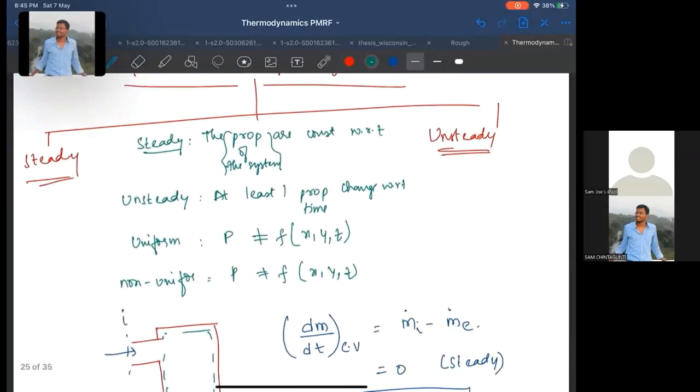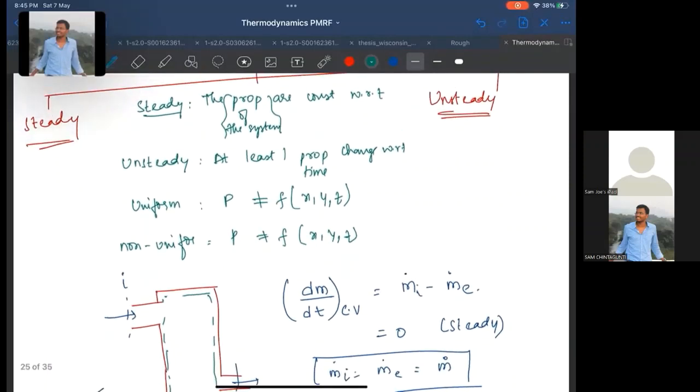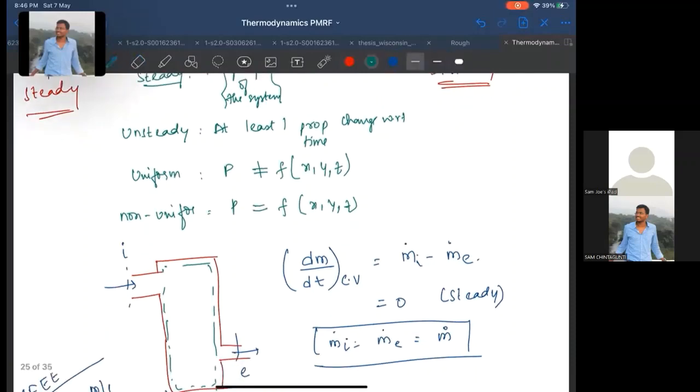And for unsteady, at least one property changes with respect to time. So it doesn't mean that all properties need to change with respect to time. If at least one property is changing, then it is an unsteady system. And then another important thing, which is uniform. As far as I have seen, all problems are uniform case. We do not have the properties changing with respect to x, y, z. But if in some case they have given it is a non-uniform system, that means the properties are a function of x, y, z. So with respect to space, the properties change.